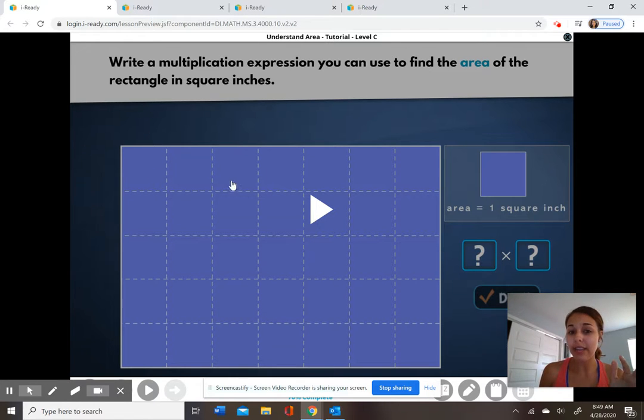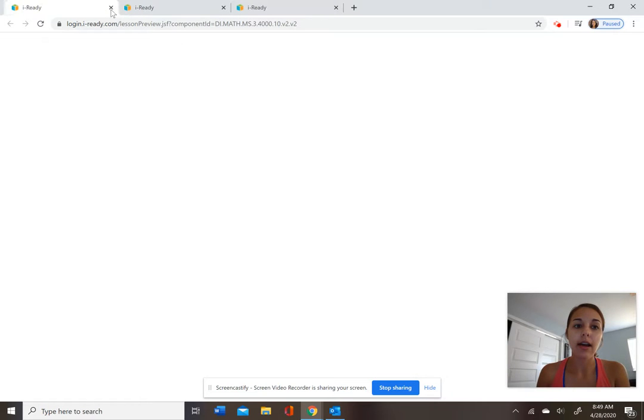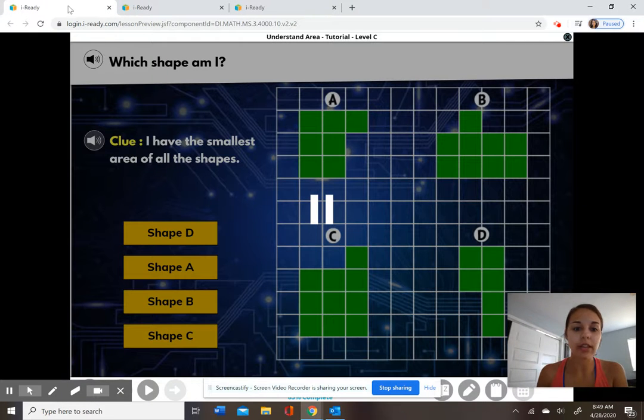You could sit and count them all, but it's still looking for a multiplication expression. So that's why we need the 2 numbers. What times what equals this shape or this array. Moving into the quiz. Oh, not yet. This is still in the tutorial.